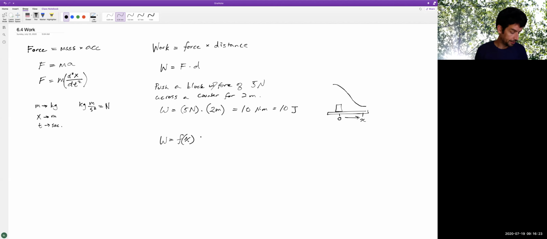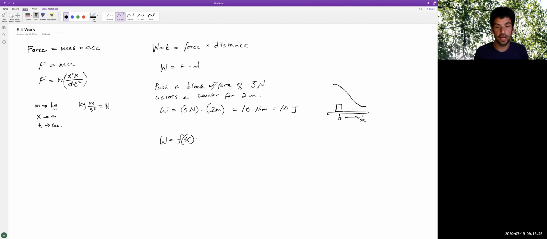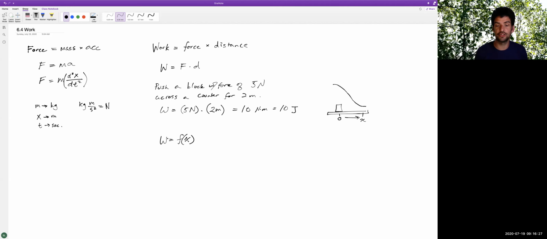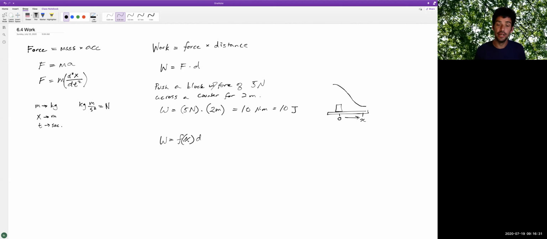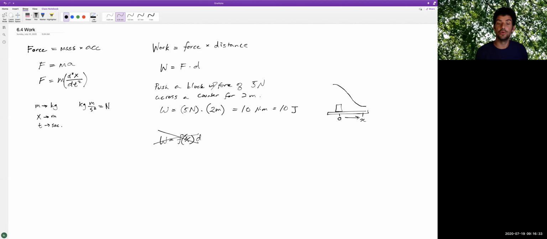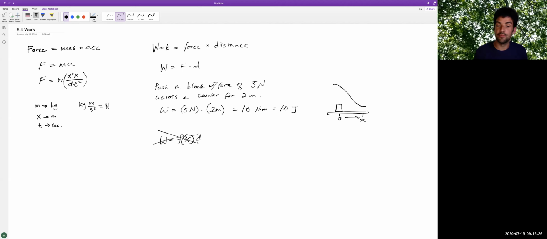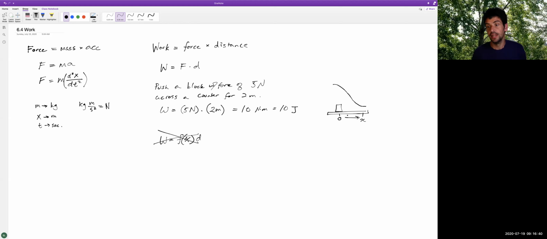So the work is actually equal to a function times the distance. But this doesn't really make sense either, because then the amount of work is going to be a number at the end, not a function. So here's what we have to do. The idea is very similar to ones we've used before.